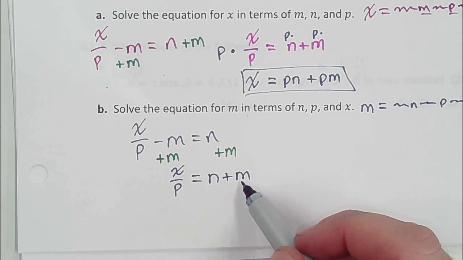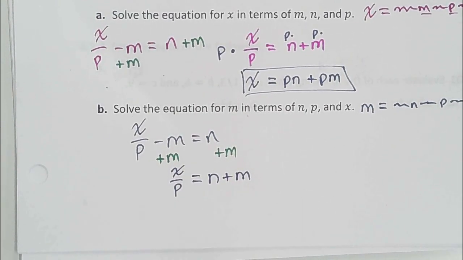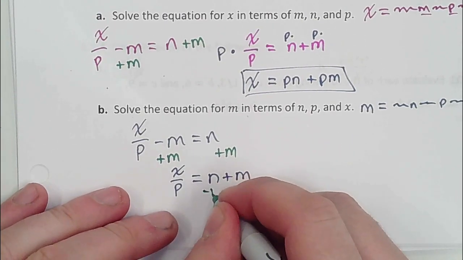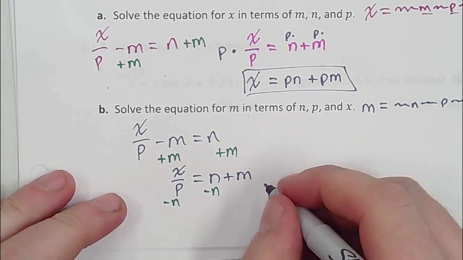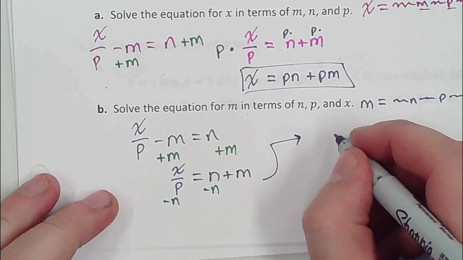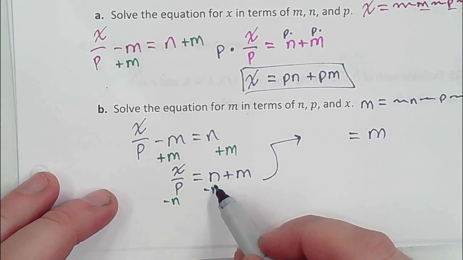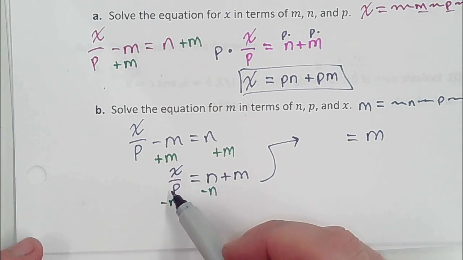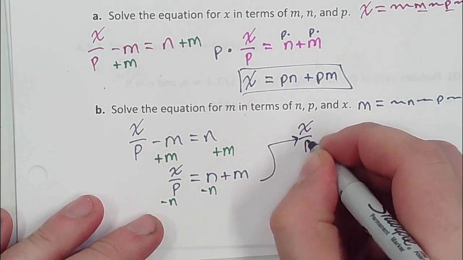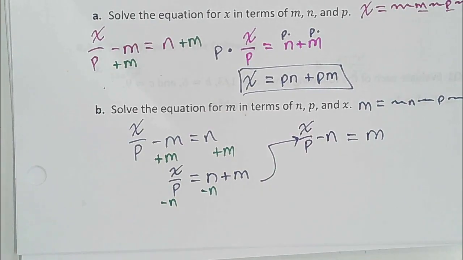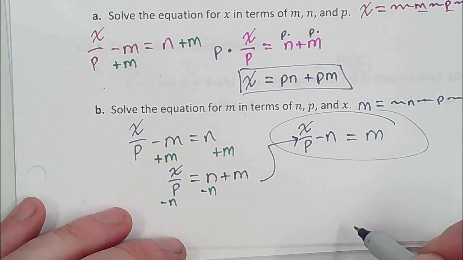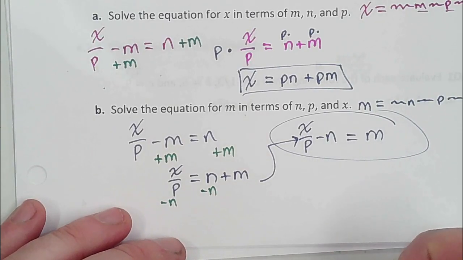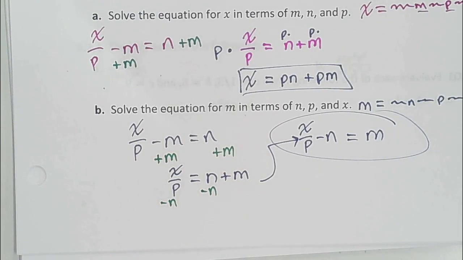And now, to get m on its own, really all we need to do is make that n 0. We know how to do that. Minusing n from both sides will not change the problem, but it will allow us to get m on its own. So on this side, we just have m, because this becomes 0. And x over p minus n, they don't have common denominators, so I can't combine them, but I can write it like that, this minus this. And now we're done, because m is in terms of x, p, and n, and it's on its own.